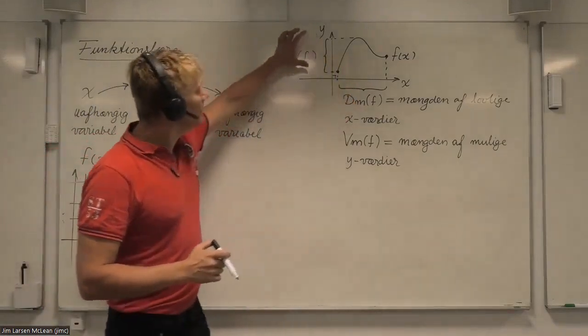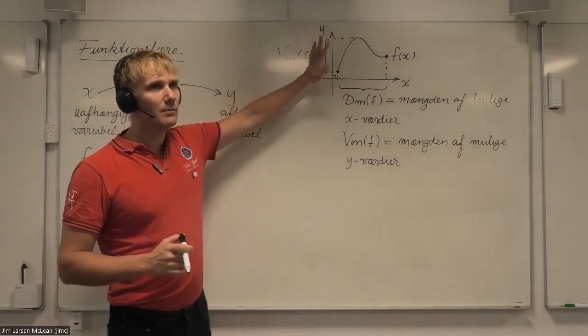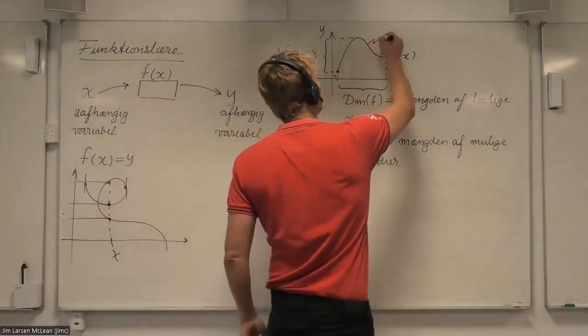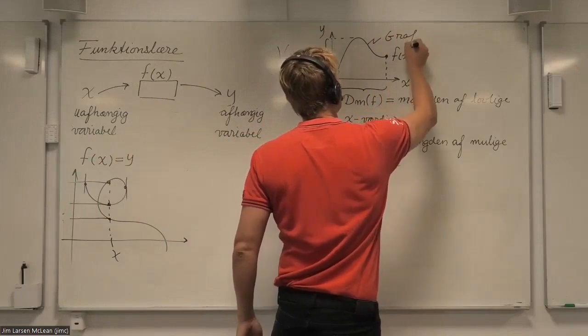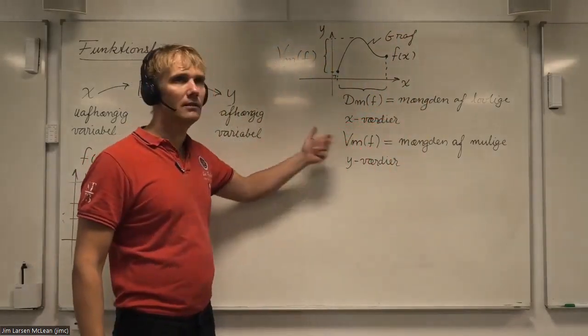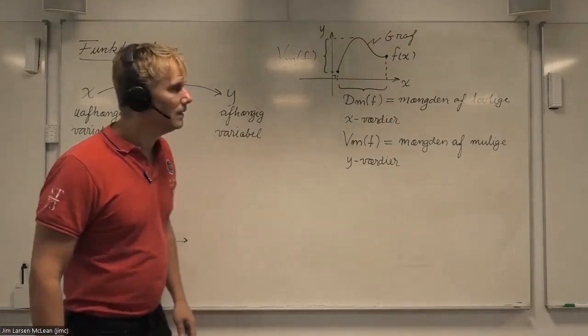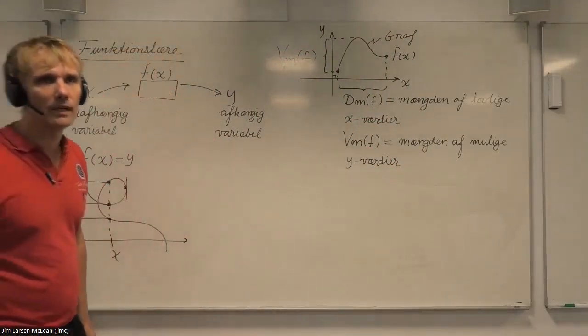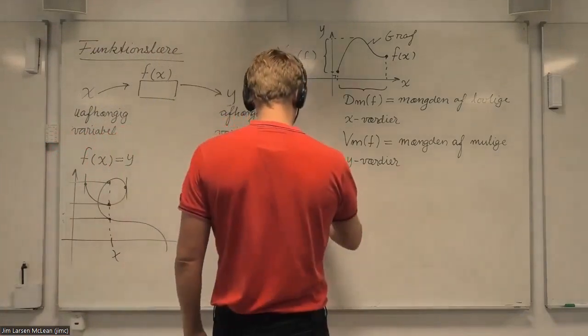So a function is something that can be drawn in a coordinate system. It becomes a graph. The graph shows the relationship between x and y. And a function has a domain and a range. Let's take an example of a function. What could a function look like? It could look like this, for example.